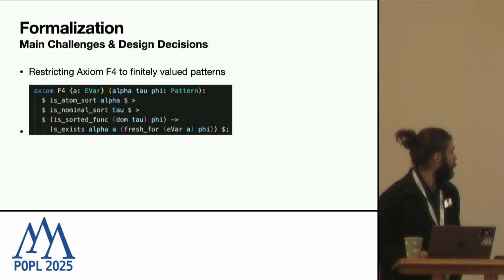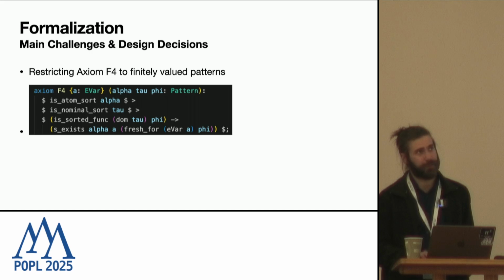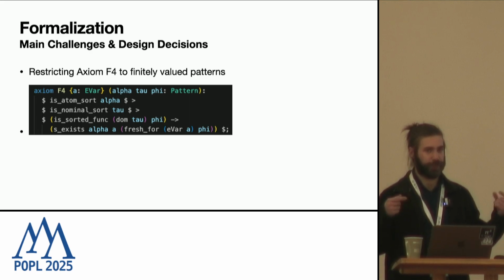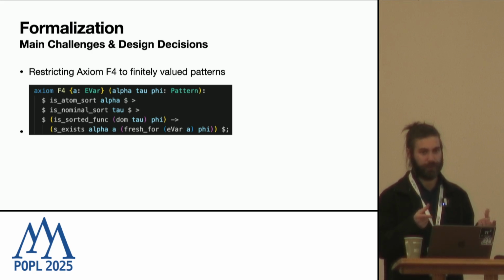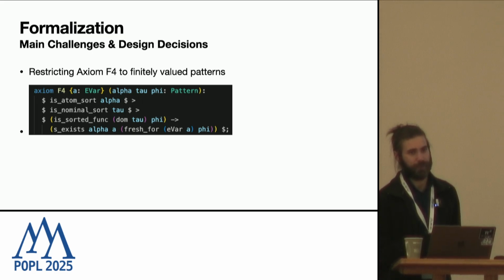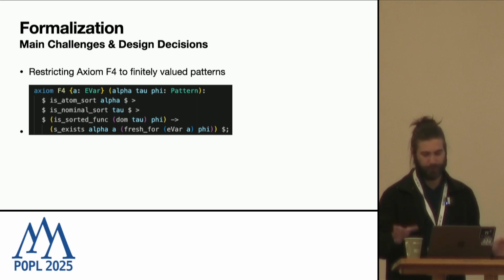Right. And then another important challenge in the formalization was restricting the axiom F4, which you might know as the axiom that says you can always find a fresh atom for a set of atoms. In nominal logic, we force this set to be finite so that we can always find a new atom that's different from what's already in the set. But here, it's quite hard in matching logic to say that something is finite. You have to define natural numbers. You have to do all kinds of things to express finiteness.